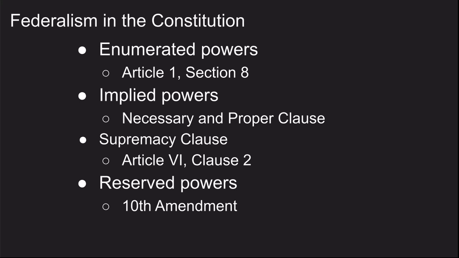The Supremacy Clause in Article 6, Clause 2, says that when it comes to a debate or a difference between state governments and federal governments, generally federal governments will be considered supreme and more powerful than the state governments. And lastly, the reserved powers, meaning any power that's not clearly listed in the Constitution, should be reserved for the states. And that is the 10th Amendment, which originates reserved powers.